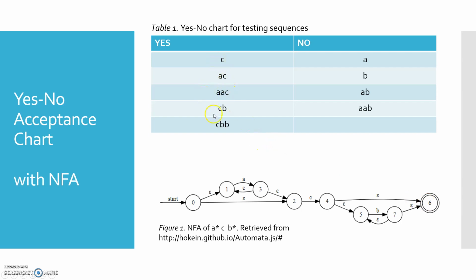Or you can have multiple a's, and then it'll still pass. Now you can have just a c and one or more b's if you would like. So epsilon passes here, and then the one c passes from state 2 to 4, and then you can have one b, or you can have multiple b's.